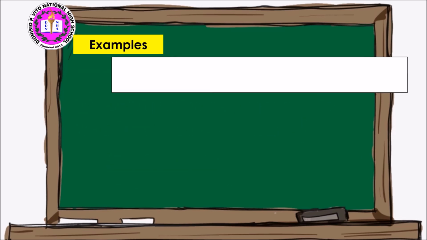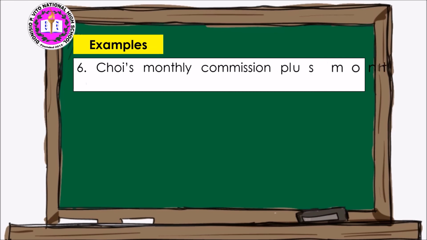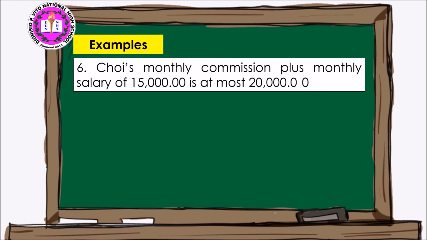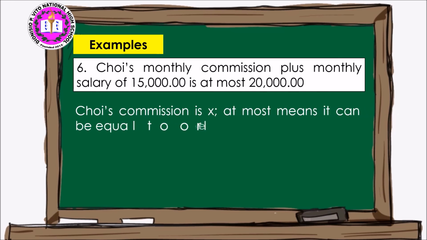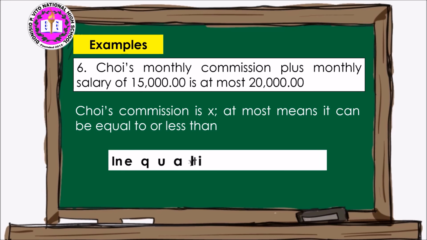Another example, Choi's monthly commission plus monthly salary of 15,000 pesos is at most 20,000 pesos. Choi's commission is x. At most means it can be equal to or less than. The inequality is x plus 15,000, which is less than or equal to 20,000.